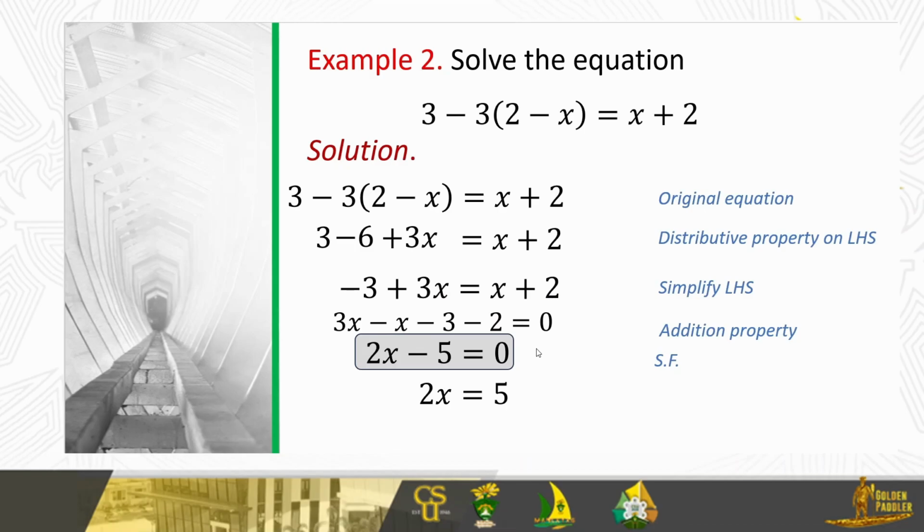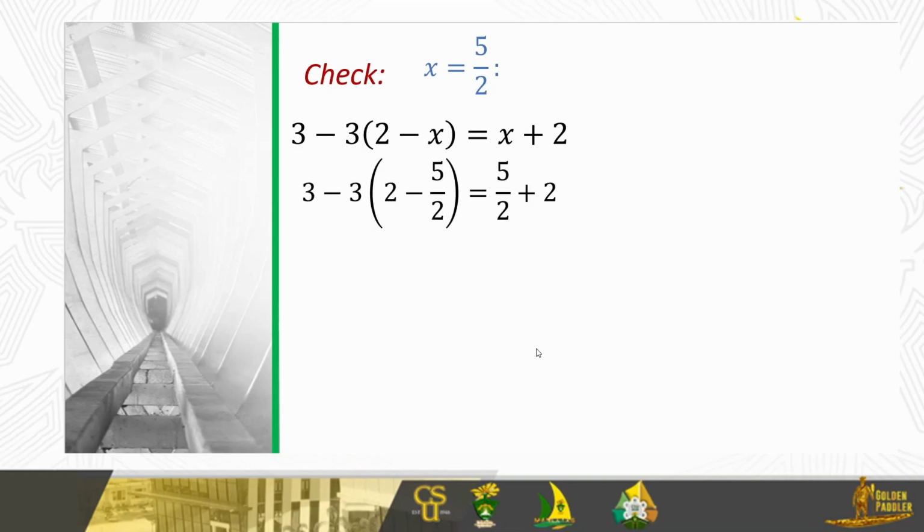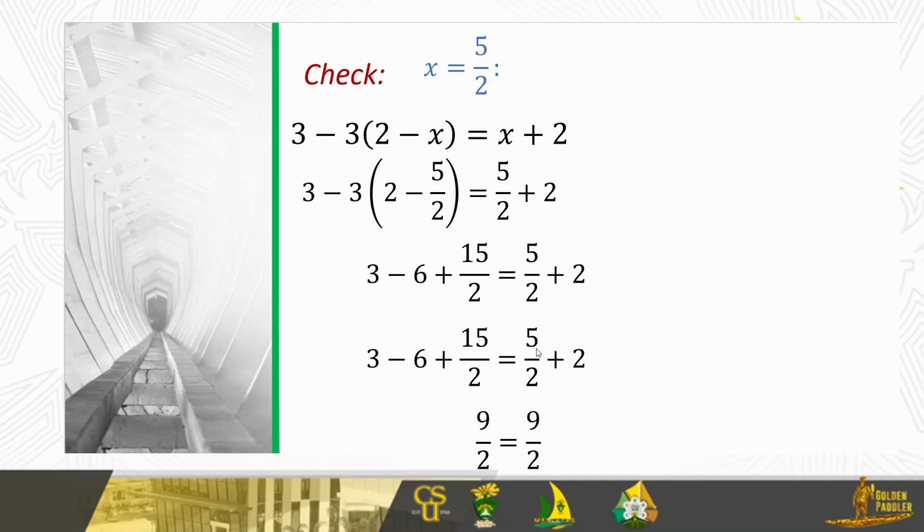From the standard form, transpose the constant term to the right-hand side. Then, both sides will be divided by 2. And that's it. This time, our value of x is a fraction. That's okay. Again, we need to check the value of x before writing the solution set. If we plug in 5/2 to the given equation, the result is a true statement. Therefore, 5/2 is in the solution set.